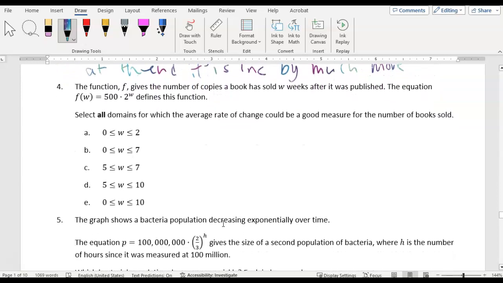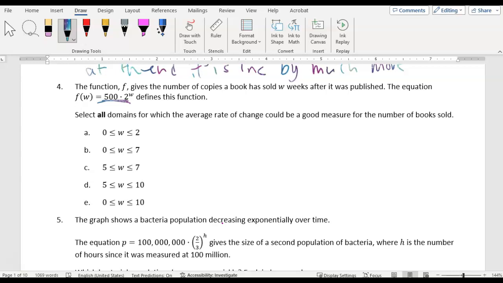All right, so the function f gives the number of copies a book sold W weeks after it was published. This is the equation. It says select all domains for which the average rate of change could be a good measure of the number of books sold. So remember when I told you in our notes today that when it could be a good measure, it's only on very small increments, right?